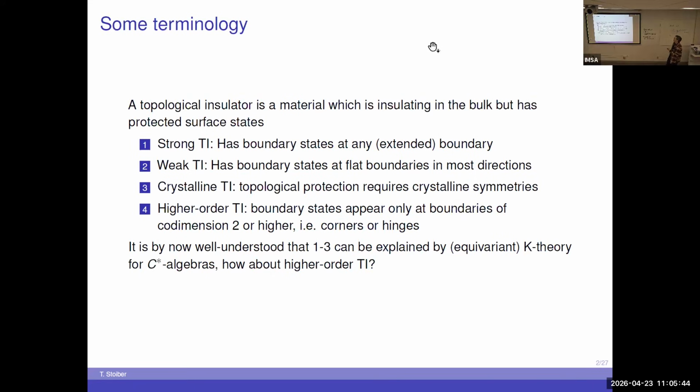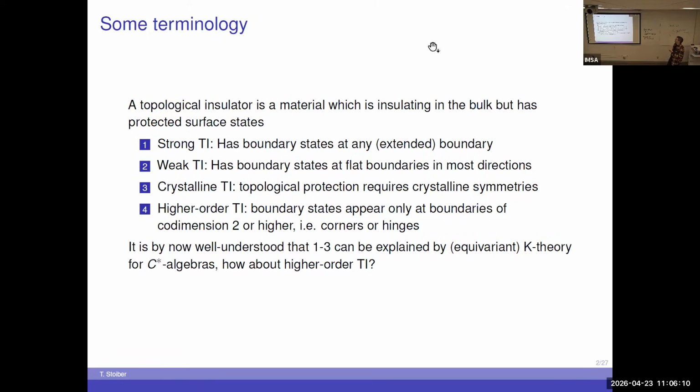Just some vocabulary here. We have so-called strong topological insulators, which have boundary states whenever you cut a boundary into the material, and weak topological insulators, which at least sometimes have boundary states. Then we have crystalline topological insulators, and so on. All of this can be described by one or another flavor of K theory.